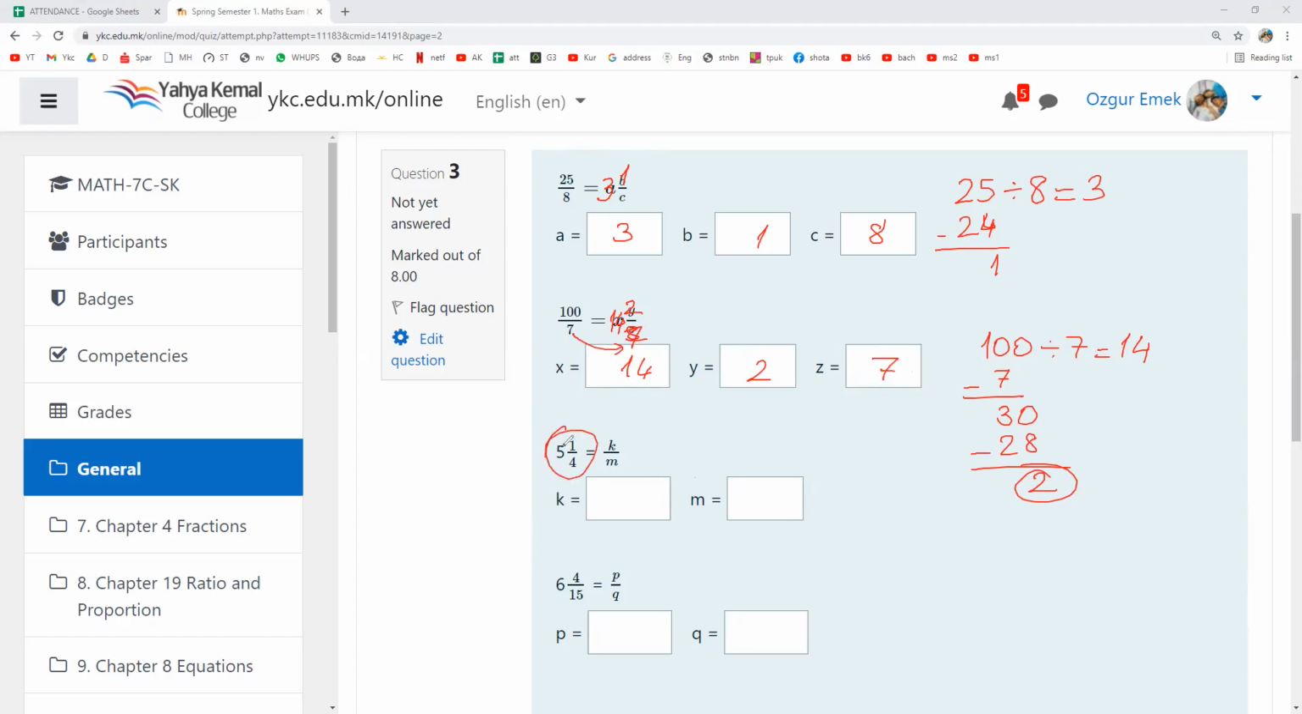And how to convert mixed numbers into improper fractions. The whole number 5 is multiplied by denominator 4, then increased by 1. So 5 times 4, then increased by 1, over the same number again, 4. It's obviously 21 over 4. Here, 6 will be multiplied by 15, increased by 4, and then divided by 15 again. 6 times 15 is 90, plus 4, 94 over 15. So P is 94, Q is 15.